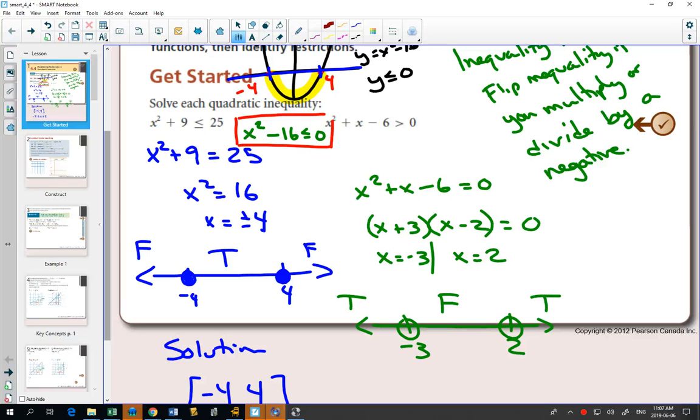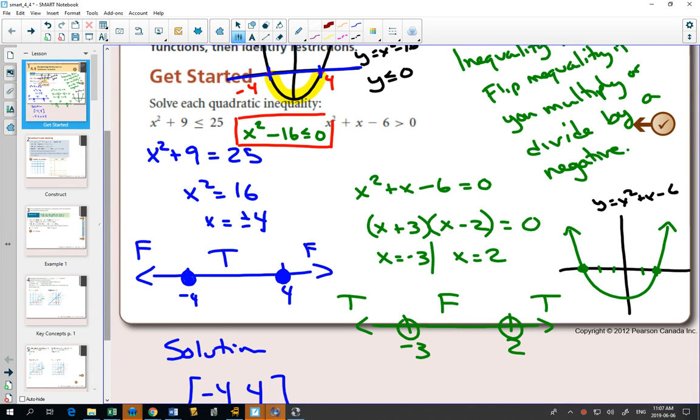Again, if you want to think about this graphically, we just figured out that if I graphed y equals x squared plus x minus 6, by making it equal to 0, the x-intercepts are at 2 and -3. When you look at this parabola, does it open up or does it open down? It opens up.